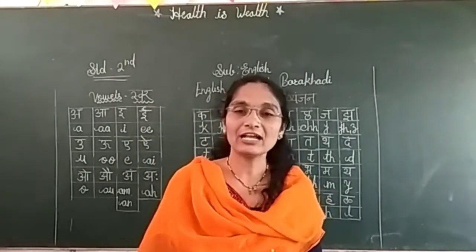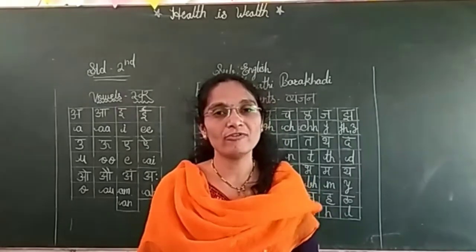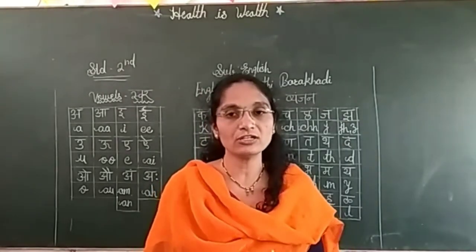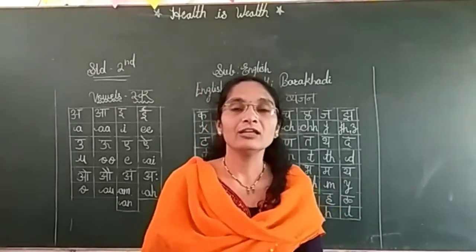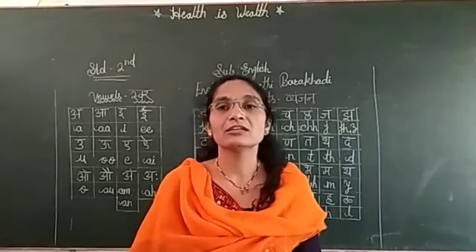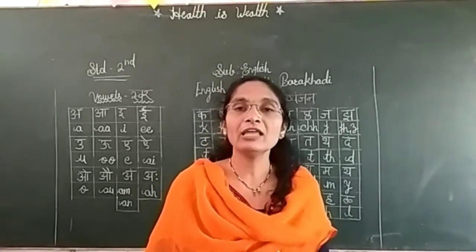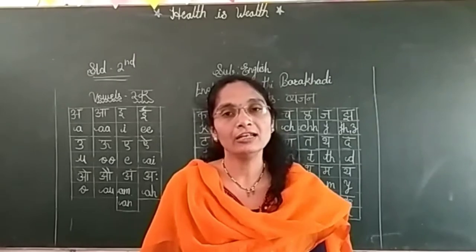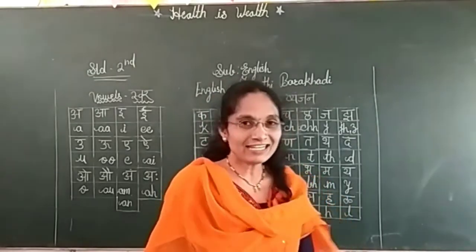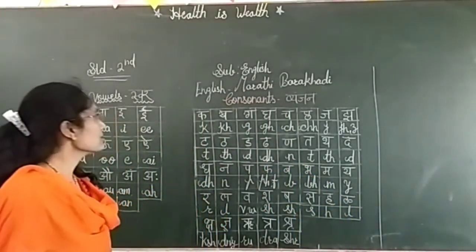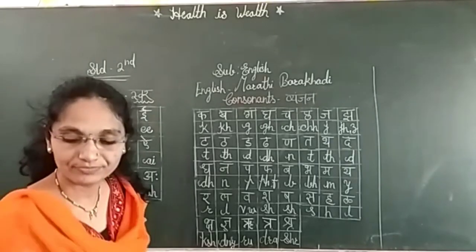So, in English language, there are 5 vowels and 21 consonants. Today again, we are going to revise the vowels and consonants with the help of Marathi letters. So, let's start. English, Marathi, Barakhadi.